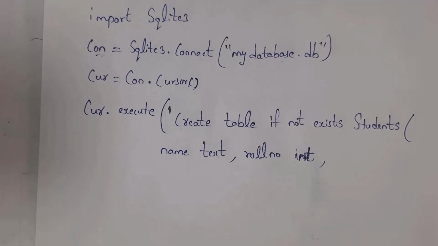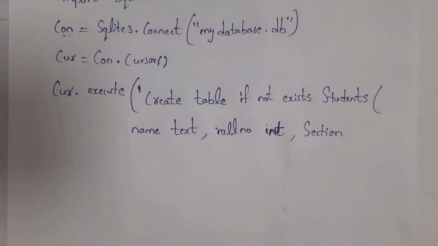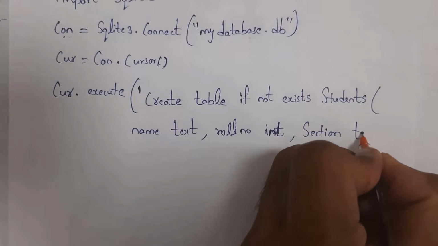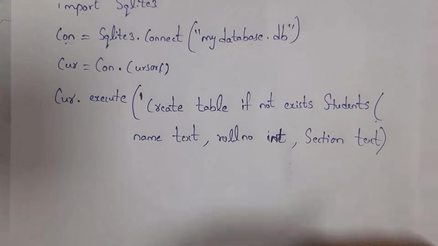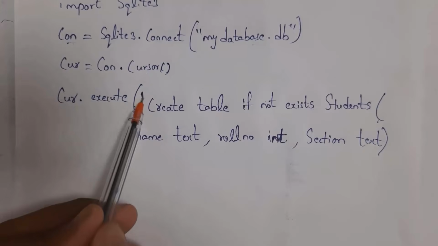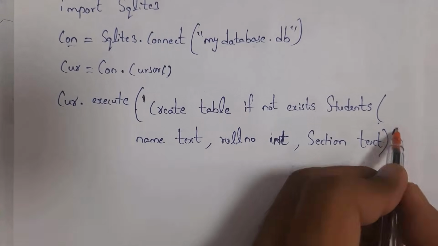Next I want to insert section. So just write here section. Section is also text type. So just write here text. I open bracket here, so close bracket, and similarly we need to close this bracket and quotation. So close quotation and close bracket.